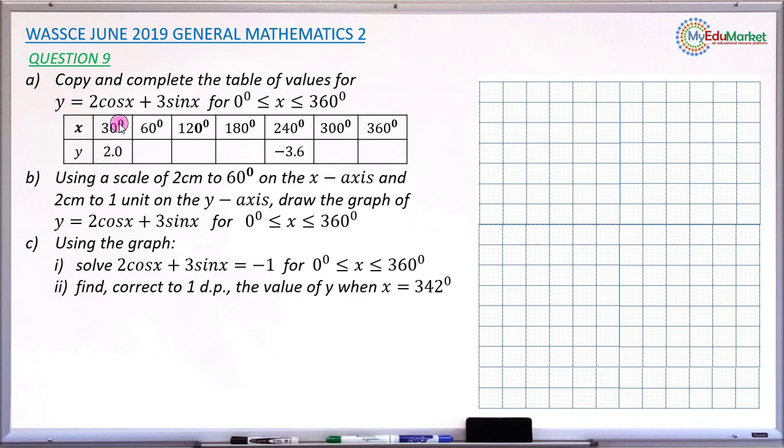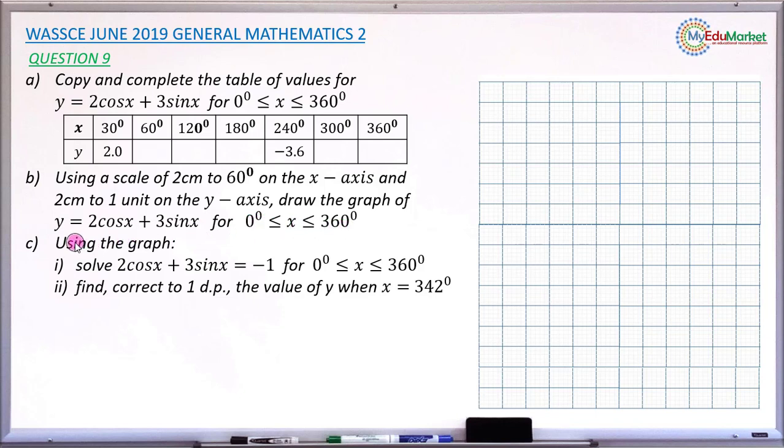When x is 30 degrees, y is 2.20. When x is 240 degrees, y is minus 3.6. So you have to determine the missing values of y to answer question A. Question B says using a scale of 2 centimeters to 60 degrees on the x-axis and 2 centimeters to 1 unit on the y-axis, you are asked to draw the graph of the function y equals 2 cos x plus 3 sin x for values of x from 0 degrees to 360 degrees.